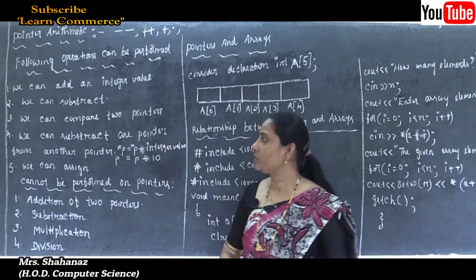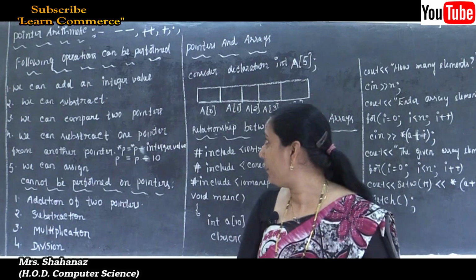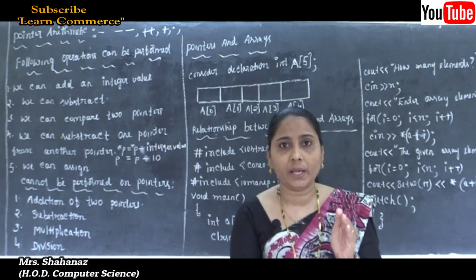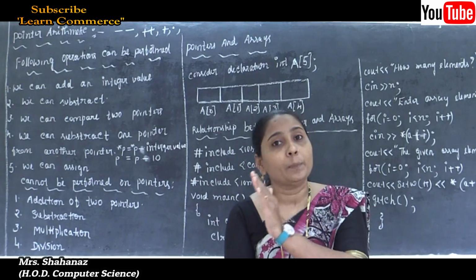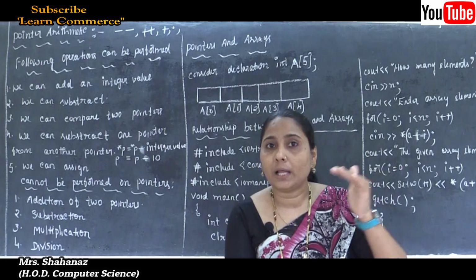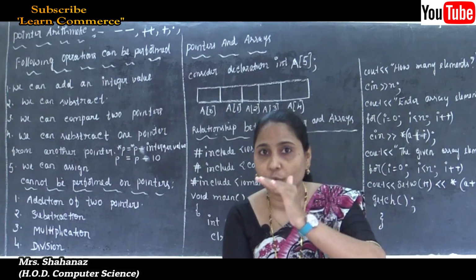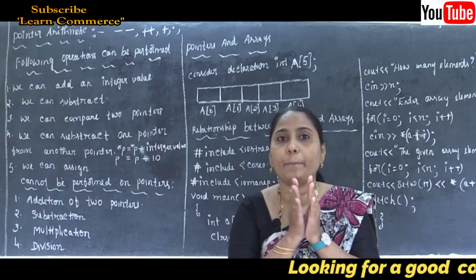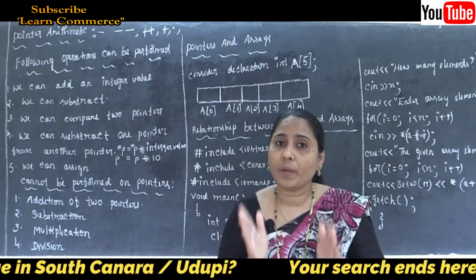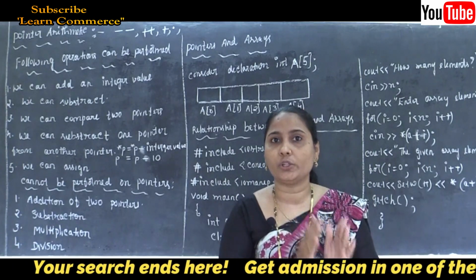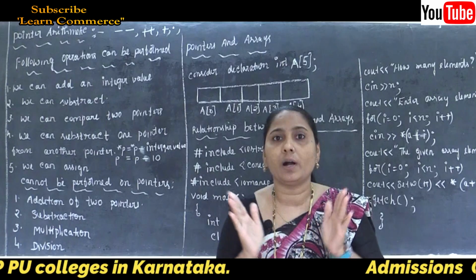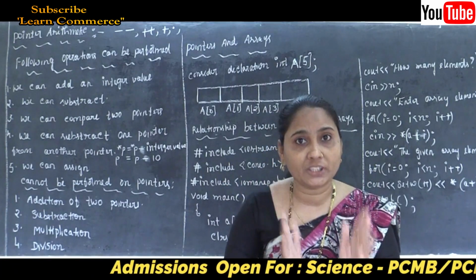And the third operation is that we can compare two pointers. For example, pointer p1 is equal to pointer p2: we already assigned the value 10 to pointer p1 and 10 to pointer p2. That means the comparison is going to be made, and the answer is yes here. Or maybe pointer p1 is equal to 10 and pointer p2 is equal to 20. Then it is not possible to make the comparison in this case.